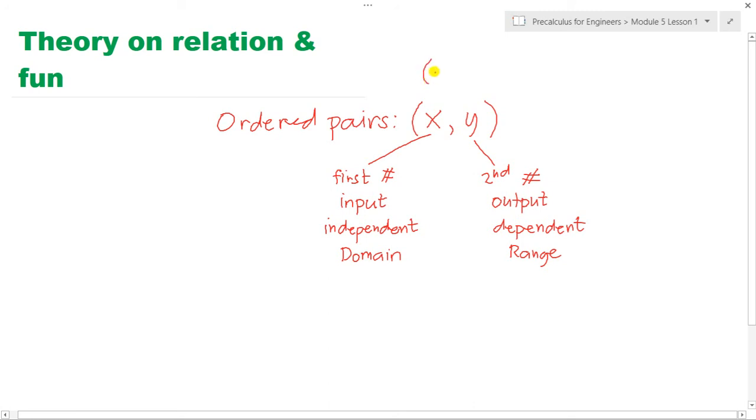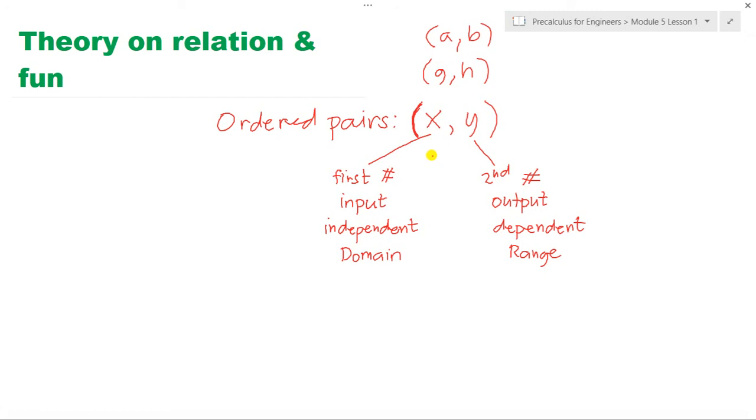You can have here g and h, or you can have a and b, but for the purpose of uniformity, since a lot of books always use ordered pairs x and y, let's stick to this standard notation x and y, because later on as we graph these ordered pairs, it is recommended to graph them on a Cartesian coordinate system, wherein that system uses x and y axis. So it is more comfortable if we use x and y.